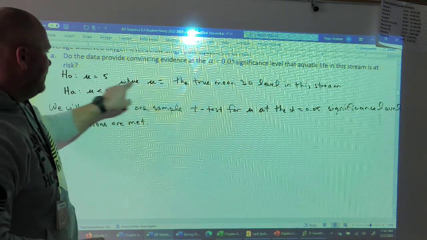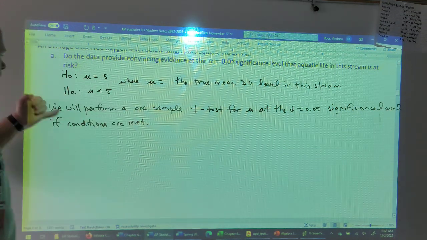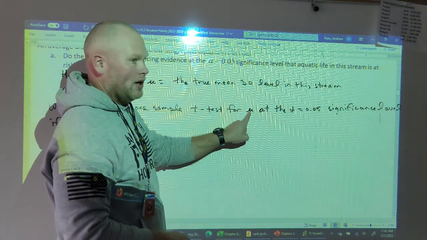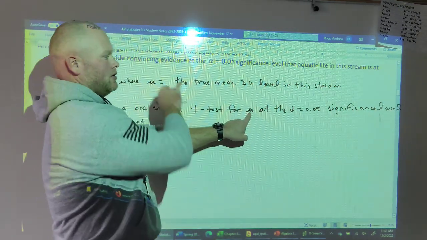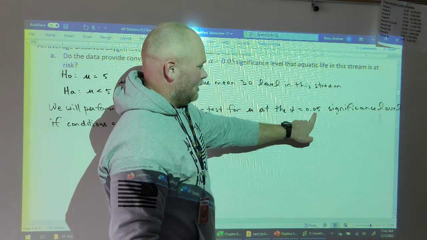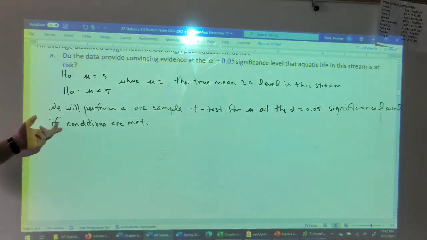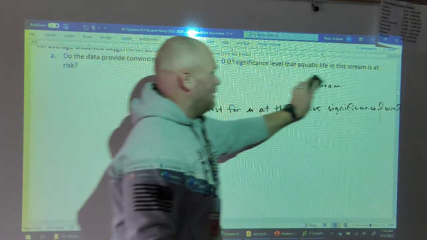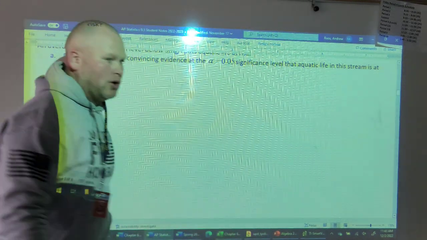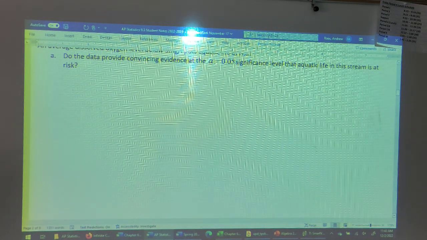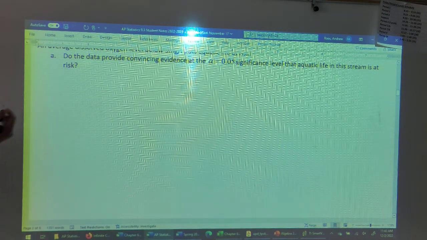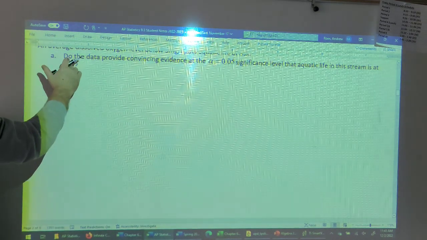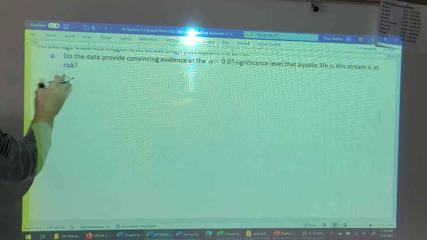H0, Ha, define what mu is, say what test you're going to do, for whatever your parameter is, at whatever level, and then you always got to say if conditions are met, which if it's a free response, the conditions are always going to be met, but we have to show that we know what they are. So conditions, first one. So you would just keep going. I'm just coming back up here just to save some space.